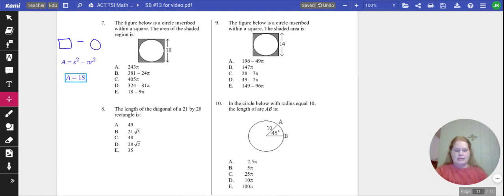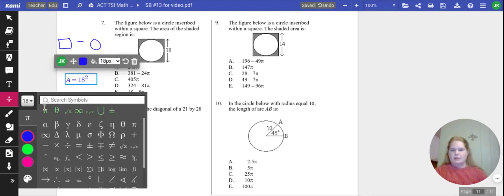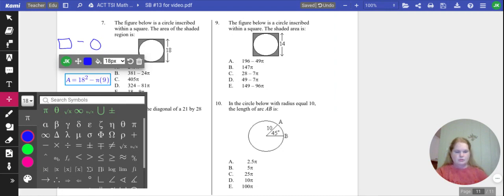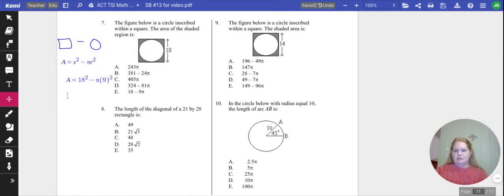So 18 squared minus pi. We'll go back up there and I'm going to grab pi. And then the radius of the circle. If the whole way across is 18, half of that would be the radius, which is 9. So we'll put 9 squared. Okay. Now I'm going to just figure out what that is. I'm not even going to type that. Why bother?